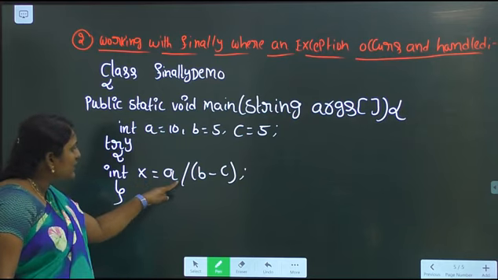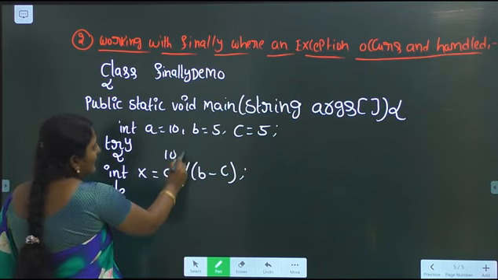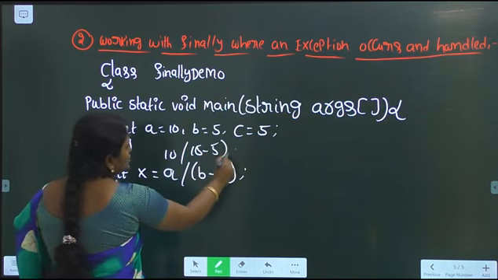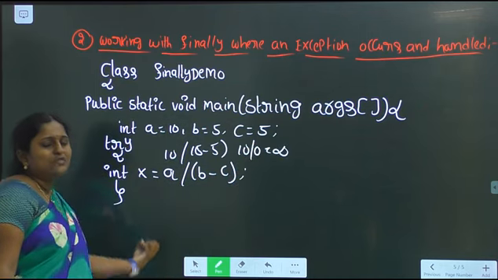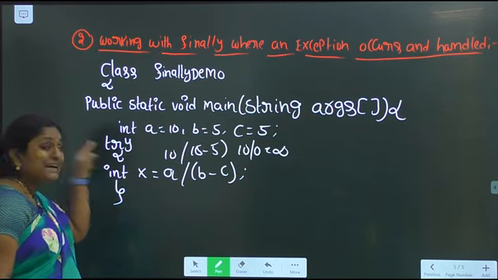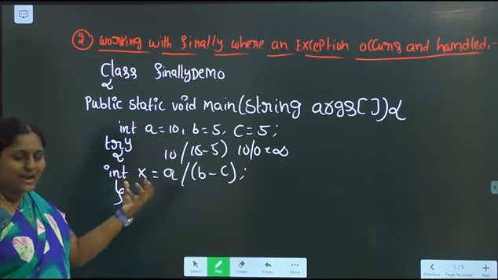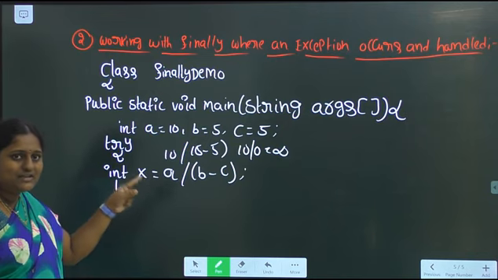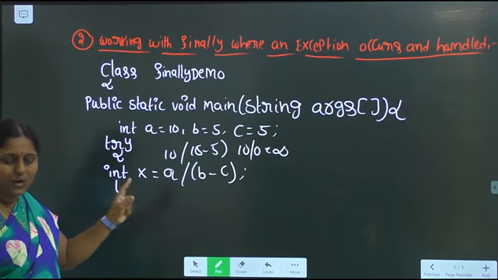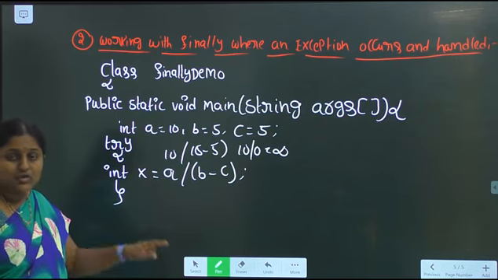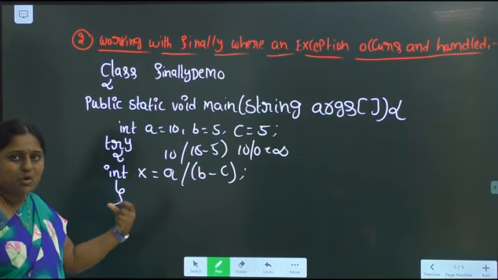So int x equal to a by b minus c. Here a value 10, b minus c is 5 minus 5, so 10 by 0. 10 by 0 means infinity. Is there a chance of raising the exception? Infinity is understood by human beings, but our system does not understand infinity, so it is a division by 0 exception. If we don't write the try block, our program terminates abnormally in the middle of its execution. We can avoid the abnormal termination by using try and catch blocks.